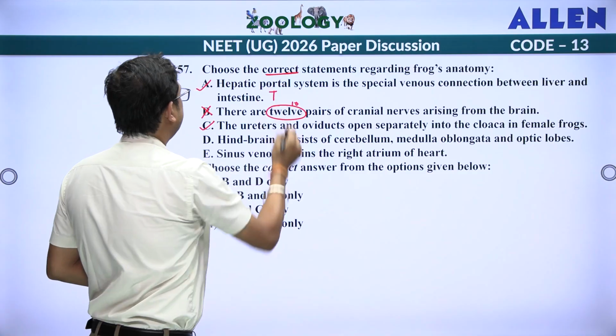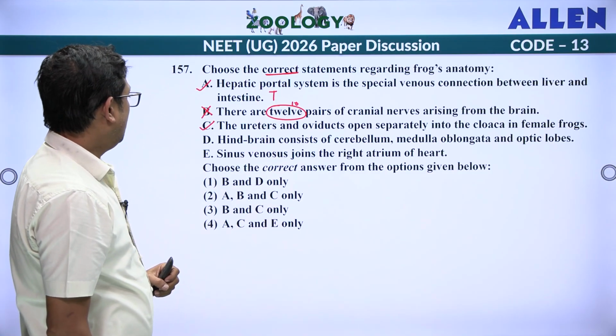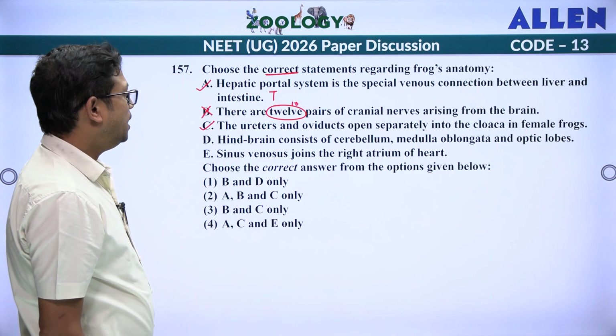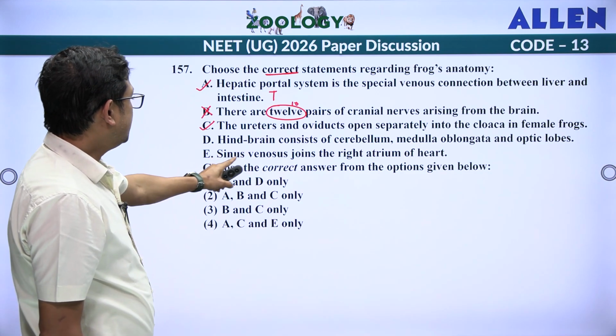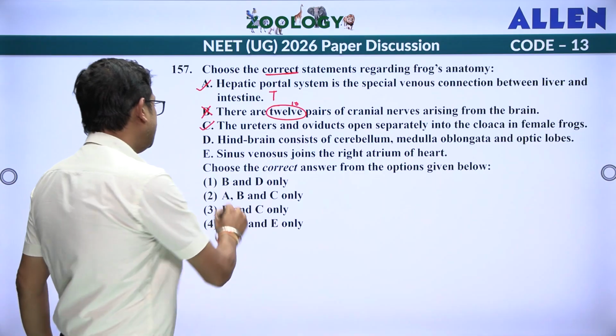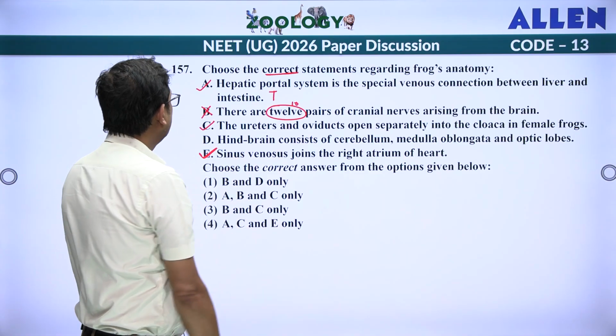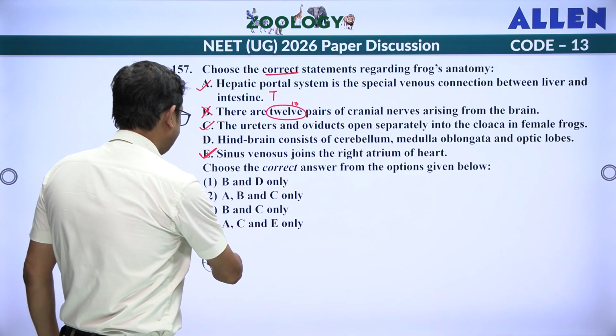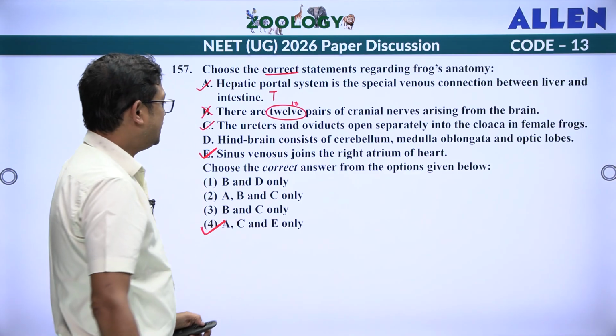Choose the correct statement. Hindbrain consists of cerebellum, medulla oblongata and optic lobes. That is wrong. Sinus venosus joins the right atrium. This is true. So A, C, E are true. Yes, fourth one. This is the direct question.